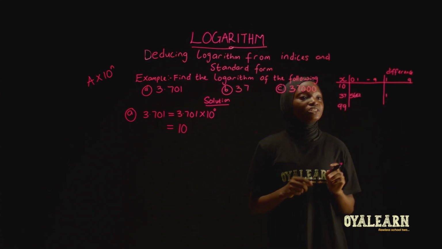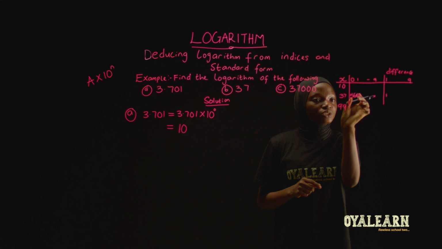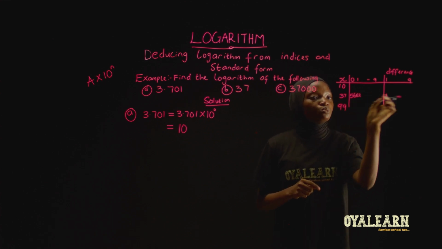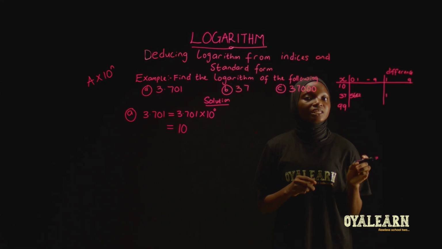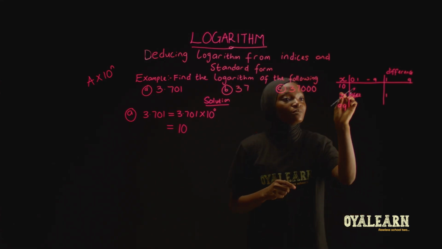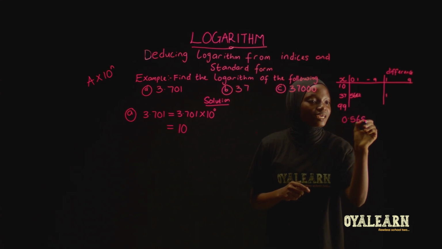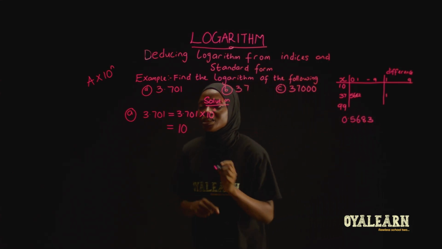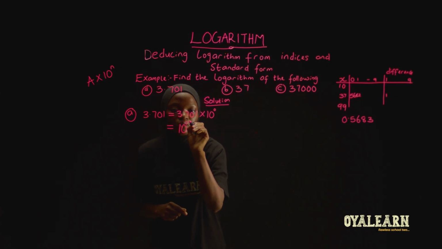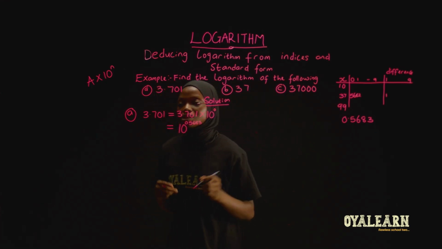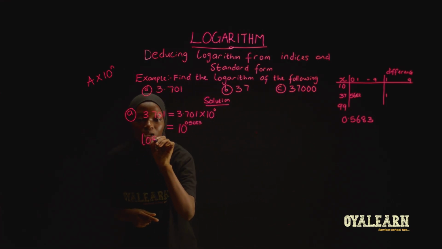So to find our logarithm, we add up the difference with the value we have here. That is 5682 plus 1, we have 5683. So that means the logarithm of 3.701 is 0.5683. So we come back here and write it out. 0.5683, then times 10 raised to the power 0, which is 1. So we can just leave it like that. Now we can write out our log.